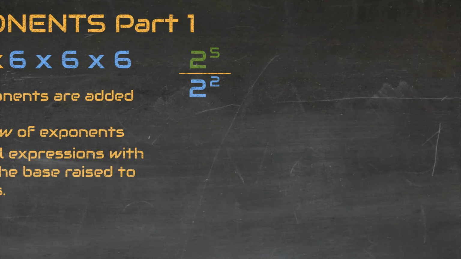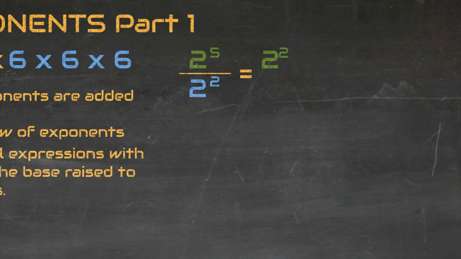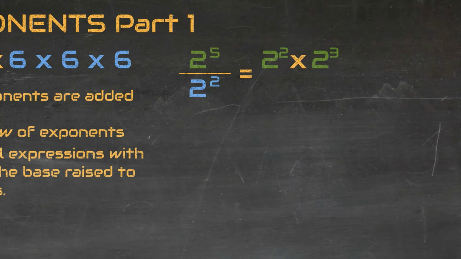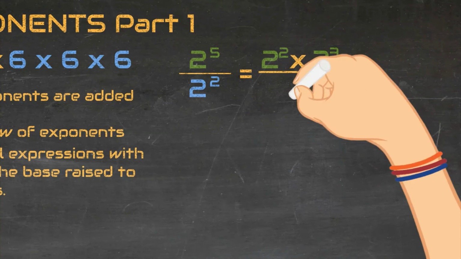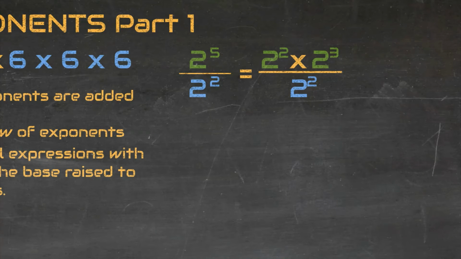How can we perform the operation or simplify the expression? There are several ways to perform this operation. One way is by expanding the dividend. 2 to the 5th power is actually equal to 2 squared times 2 cubed. 2 squared times 2 cubed is then divided by 2 squared. The operation now has 2 squared in the dividend and the divisor.